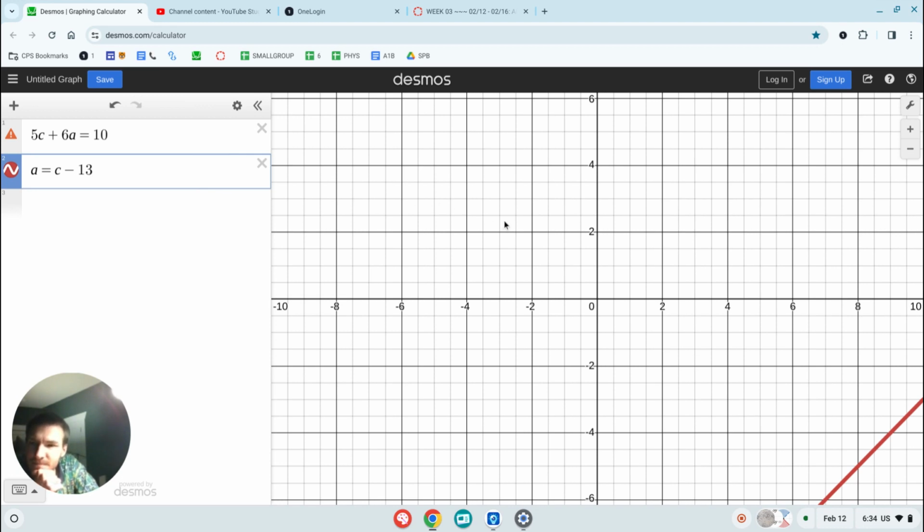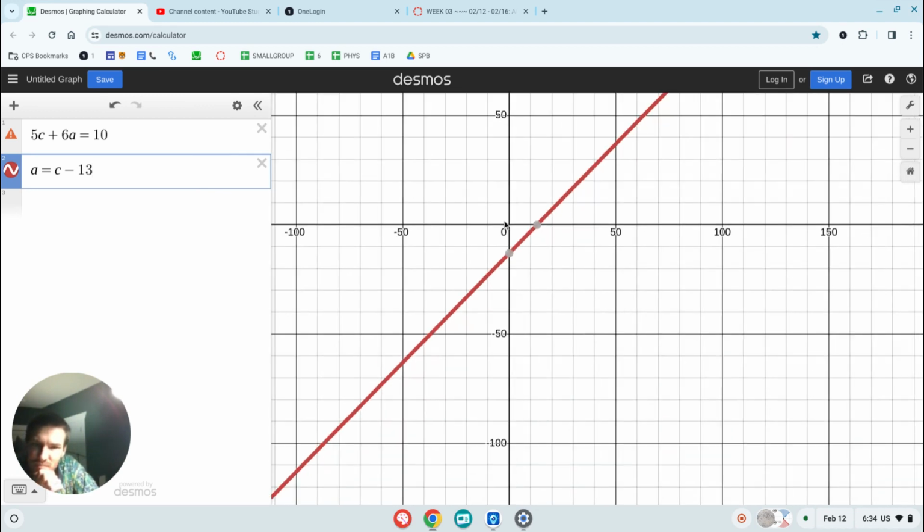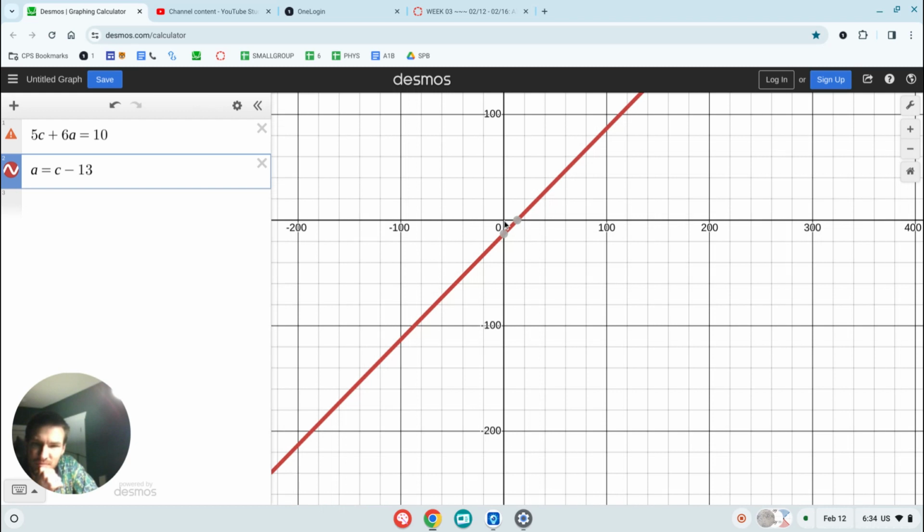We got a problem for sure. I only see one line. This one has an error message. The error message says we only support implicit equations of x and y. Here's what's going on.